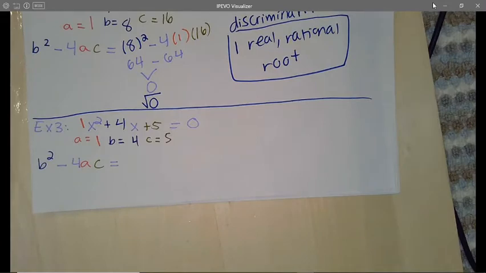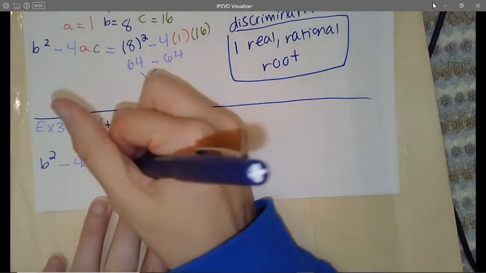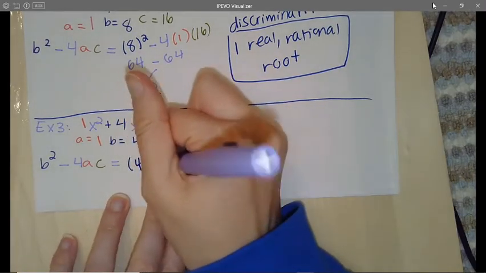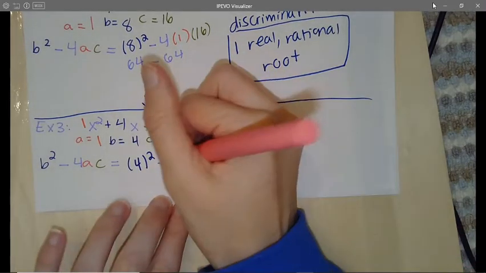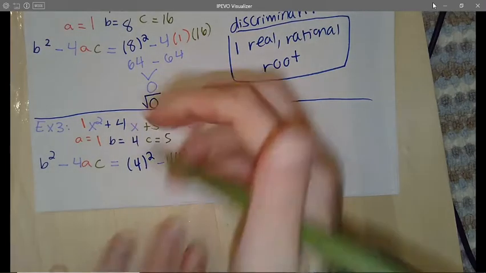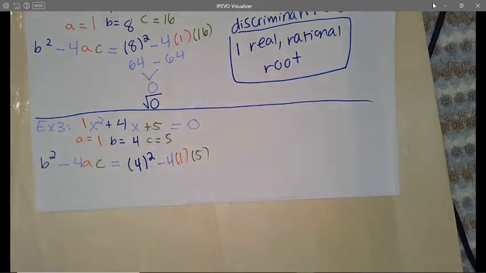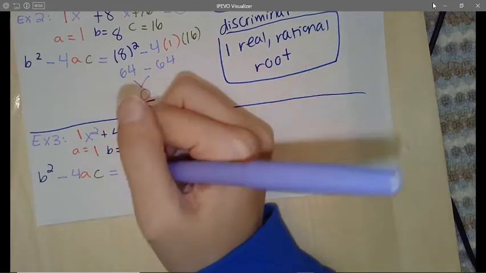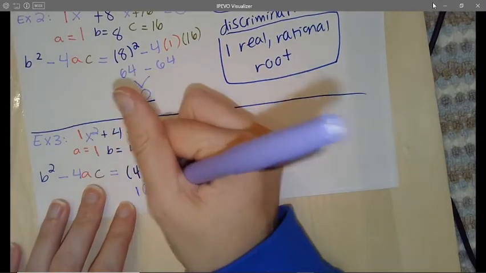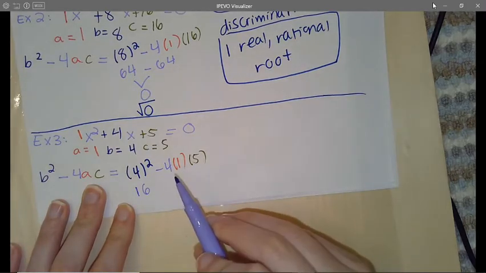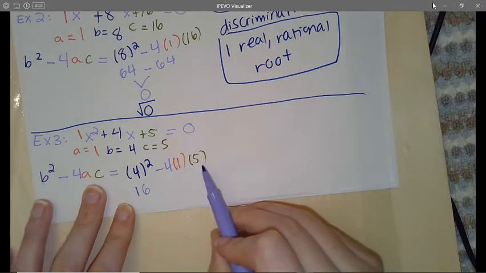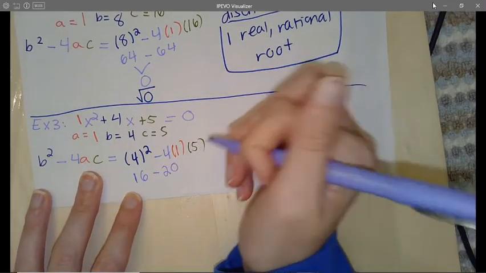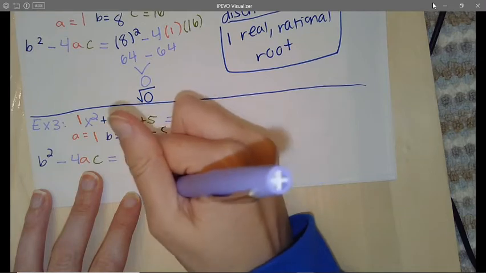Okay, so let's solve the discriminant. So b squared would be 4 squared, and then minus 4 times a, which is 1, times c, which is 5. All right, let's solve this thing. So 4 squared is 16. 4 times 4 is 16. And then negative 4 times 1 is negative 4. And negative 4 times 5 is negative 20. And 16 minus 20 is negative 4.